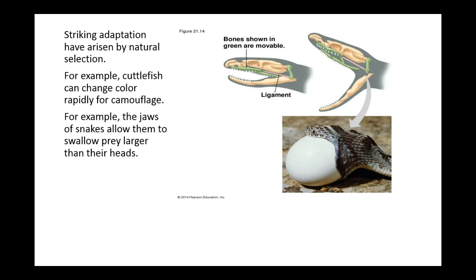And then you also have certain adaptations that are just striking. One of them is the fact that snakes have developed jaws with ligaments, so they can swallow prey that are much larger than their heads. We also see it in cuttlefish that can rapidly change color to camouflage, which is really interesting because most things can't happen that quickly.